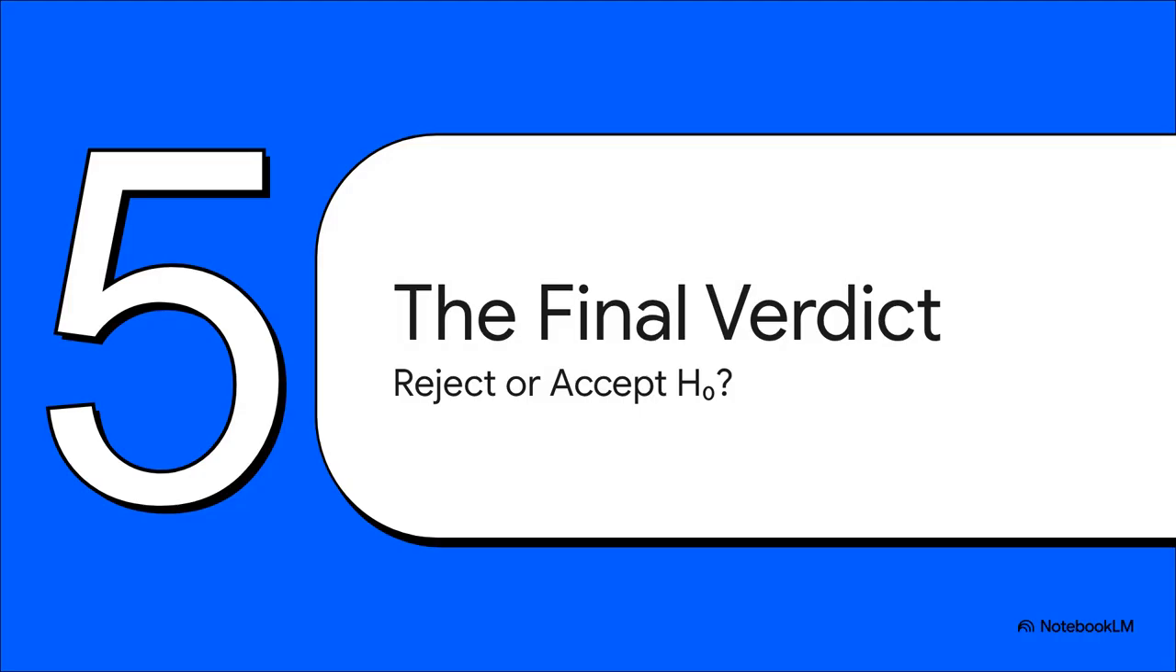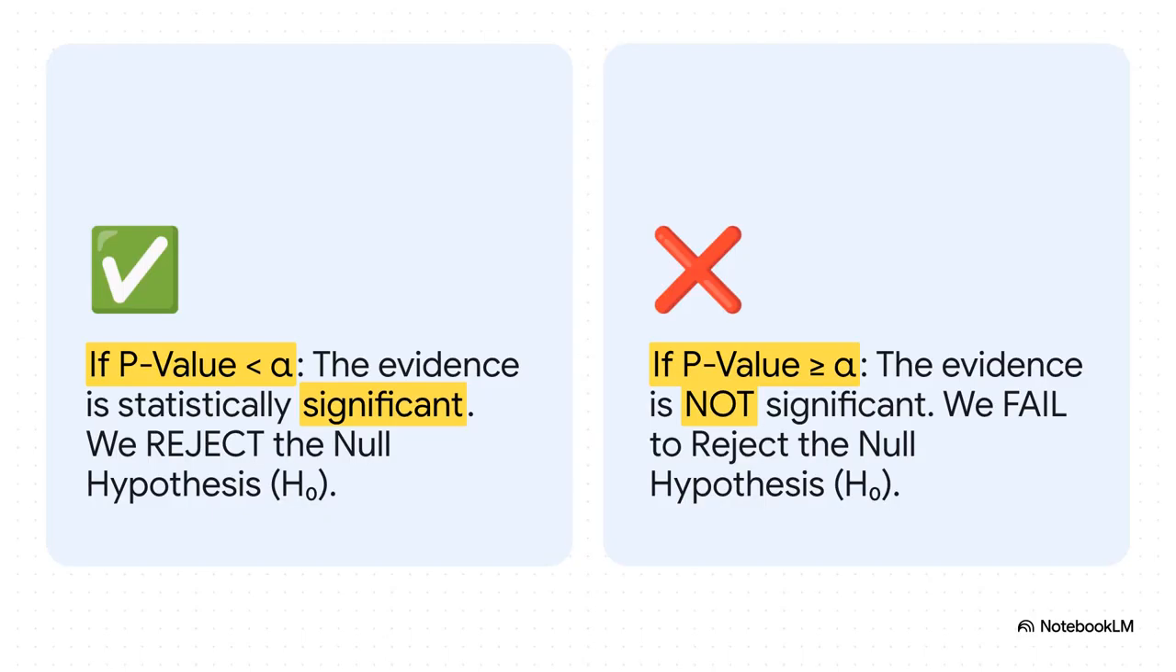All right, this is it. The climax of the trial. We take our evidence, the p-value, and we hold it up against that standard of proof we set way back at the beginning, our alpha. And the rule for the verdict is incredibly simple. It's a straight-up comparison. If your p-value, the surprise factor of your evidence, is smaller than your alpha, your standard of proof, then boom, the evidence is declared statistically significant. You've met the burden of proof, and you can reject the status quo.